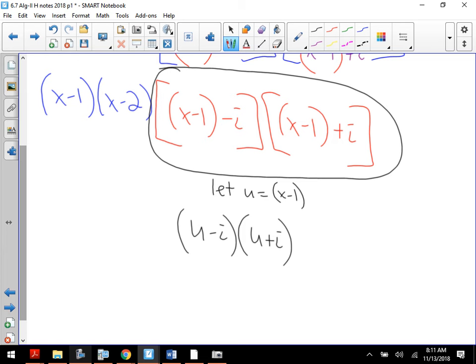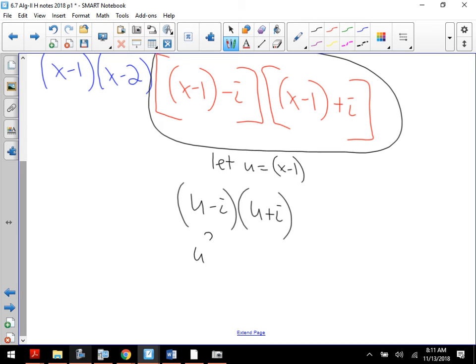I'm worried about this part here. It just happened to be dumb luck that I had an x minus 1 there. Isn't that a difference of squares? You get u squared minus i squared. What's i squared? Negative 1. What's minus negative 1? Plus 1.